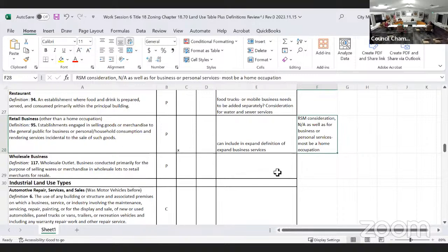Okay, sorry for the tangent. It's a great tangent. We're actively making note of these things because that's the goal, right? The intent is to make it cleaned up. And yes, the focus is on business districts, but it also impacts the whole community. So, great tangent. Anything else for retail business?